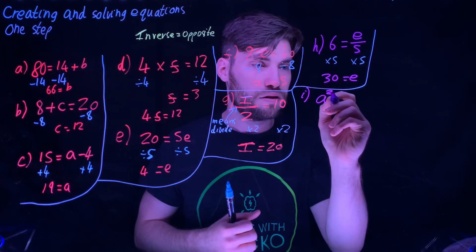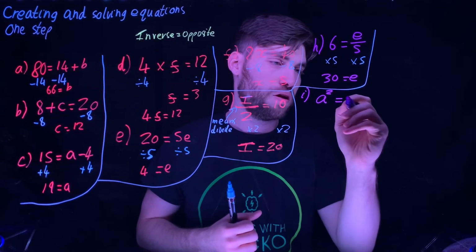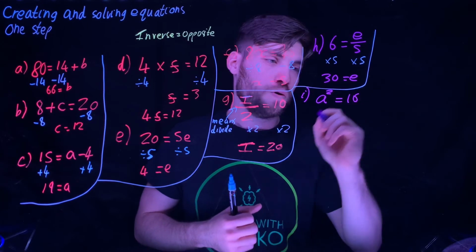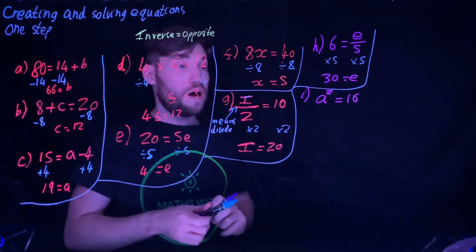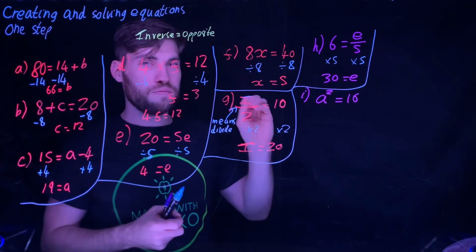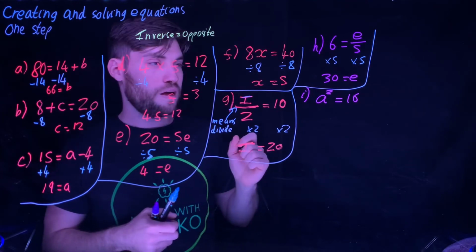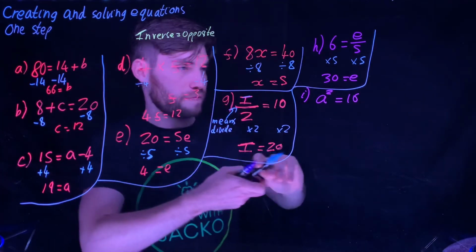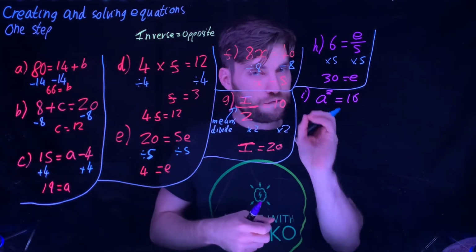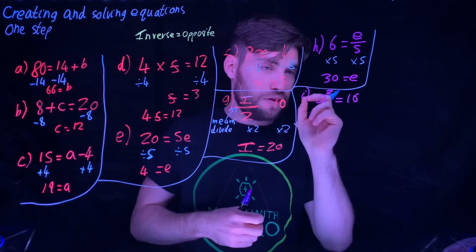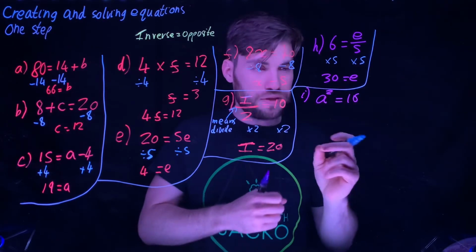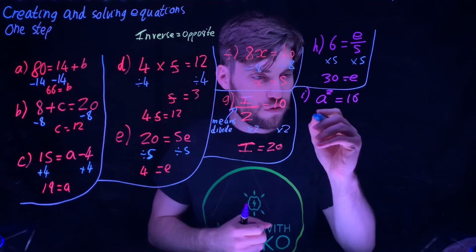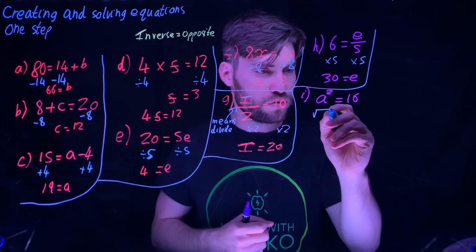So, A squared equals 16. Let's see if people know that one. Okay, so pause the video, have a go at that one. I reckon the biggest wrong answer in this, I reckon a lot of you put 8 on this, but the answer is 4.